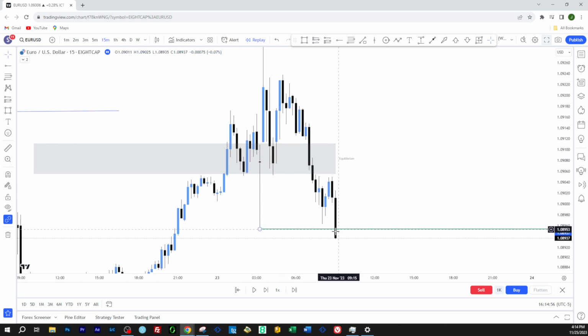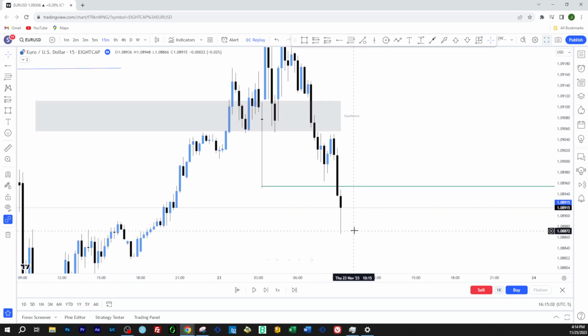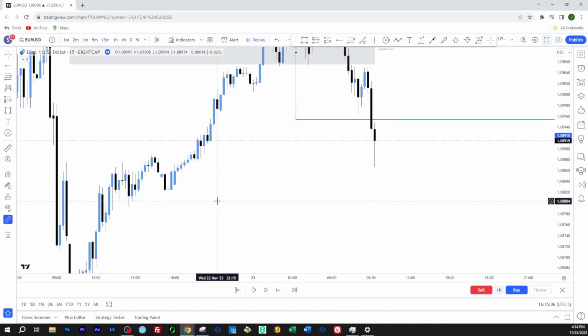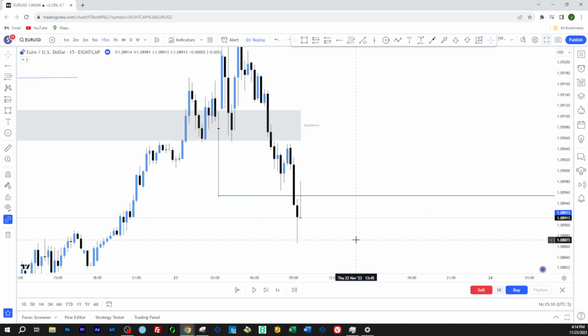So we sweep this liquidity. I'm watching the next candle to see what happens, whether it's going to go down even further. If it keeps going, obviously I'm going to look at another liquidity area, maybe here or something on down further. But then I get this shoot up here.